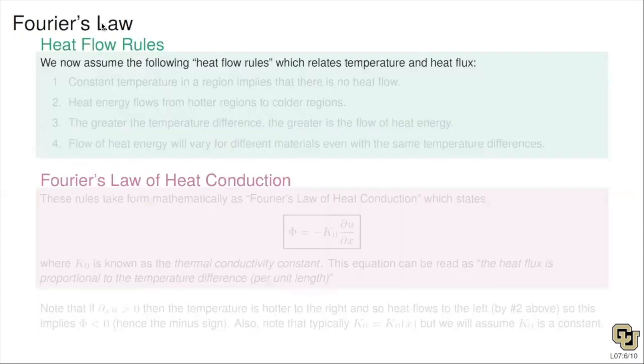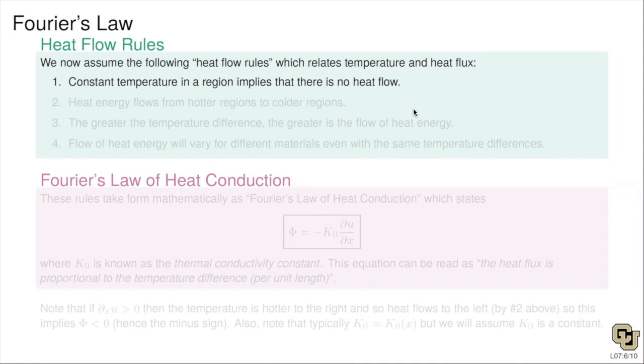This is a result known as Fourier's law, or Fourier's law of heat conduction. And so we have certain heat flow rules. These are essentially results from thermodynamics, and of course we're just observing reality and saying, how does heat behave? So the first heat flow rule, which relates temperature and heat flux, is that if we have constant temperature in a region, there's no heat flow.